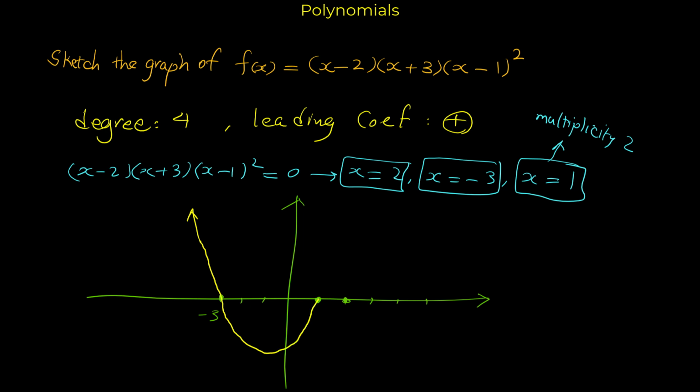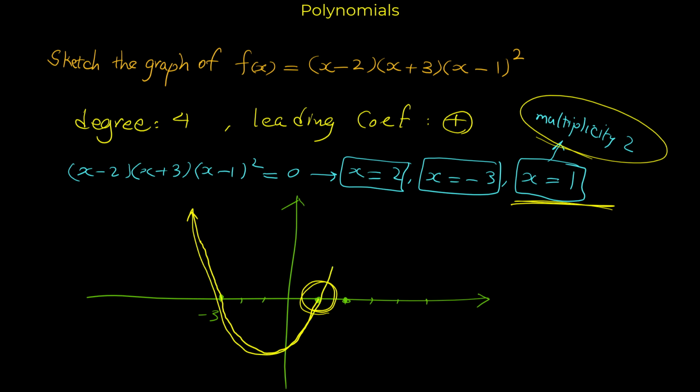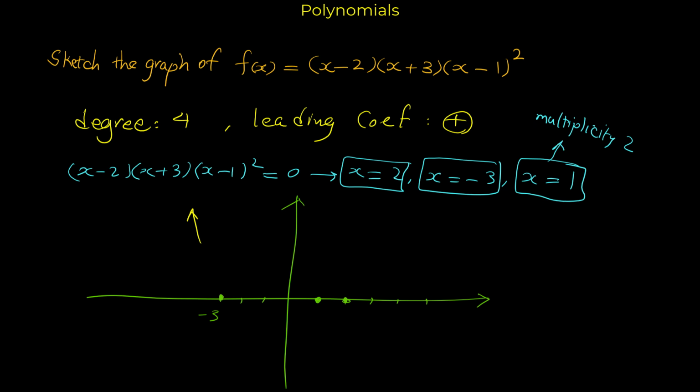Then when we get to 1, we know that it's of multiplicity 2. When you have a root that is of multiplicity 2, please pay attention. You should not simply pass through that point like a simple root. When you have a root that is of even multiplicity, 2, 4, 6, any even multiplicity, when you get close to that point, you should bounce at that point. The graph bounces at that point.